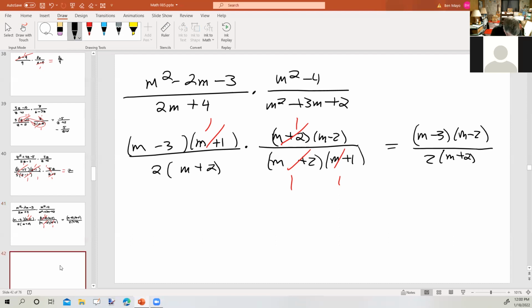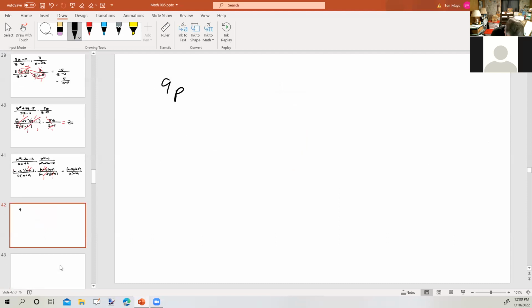Let's see, how about this? 9p times 10 over 9p. Keep in mind that 9p is like 9p over 1. So you could reduce out the p in the numerator and the p in the denominator, and you'd end up with 90. Okay.